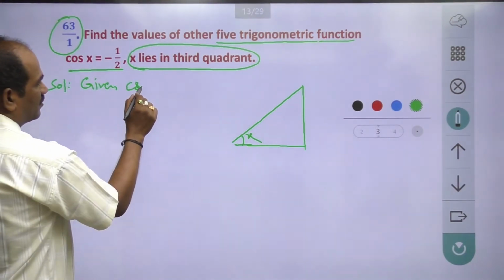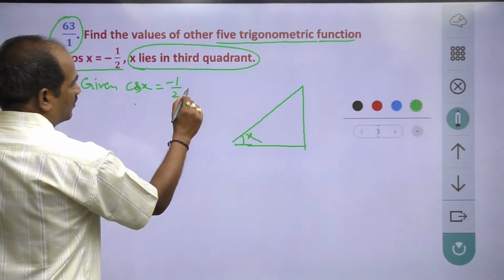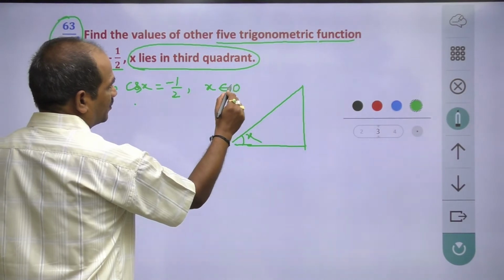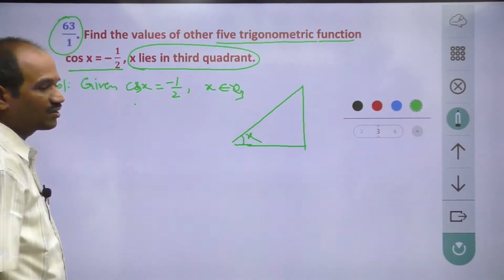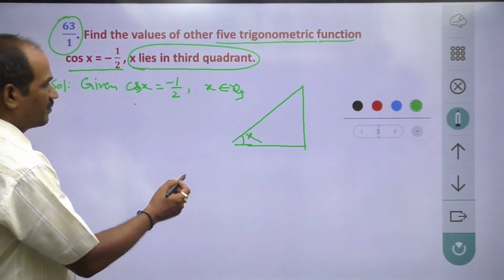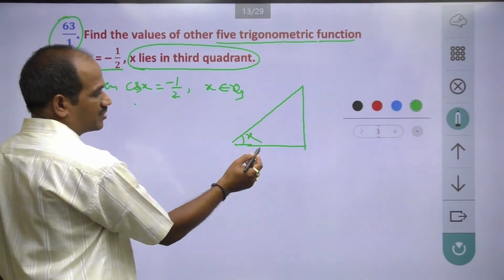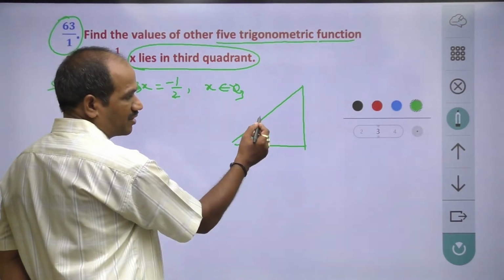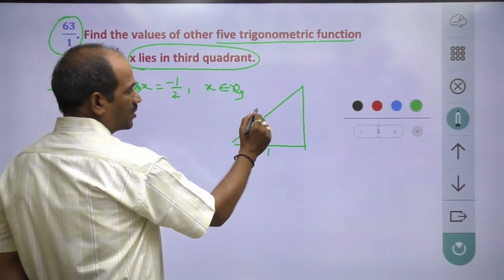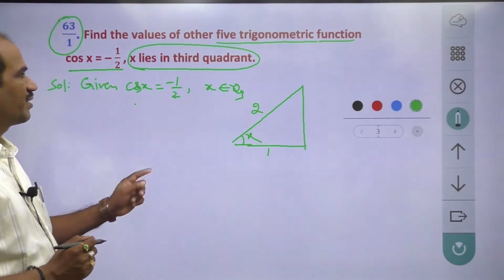cos of x is equal to minus 1 by 2. So here x lies in the third quadrant, that is Q3. Okay, Q3 means third quadrant. See here, first cos x is equal to minus 1 by 2. So cos x is equal to adjacent side by hypotenuse. So the adjacent side is 1 and the hypotenuse is 2. Okay, minus 1 by 2.